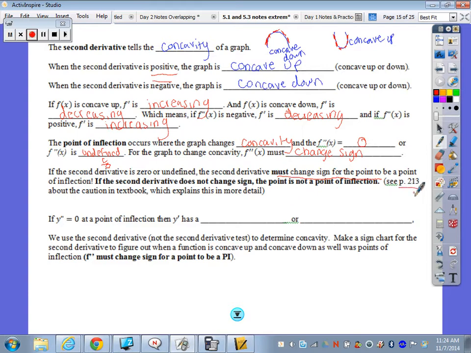If you look on page 213 in your book, they show this and explain it in more detail. So if y double prime is 0 at a point of inflection, y prime will have a maximum or a minimum. And we use the second derivative, not the second derivative test, to determine concavity. We'll get into the difference between them in a second. To find the concavity, we make a sign chart for the second derivative to figure out when a function is concave up or concave down.